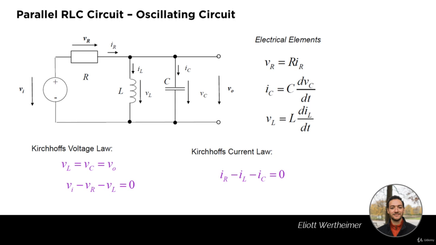Now looking at Kirchhoff's current law, and more specifically the junction between the resistor R, the inductance L, and the capacitor C, we can write that the current going across the resistor must equal the current going across the capacitor and the current going across the inductor. So IR minus IL minus IC must all equal 0.